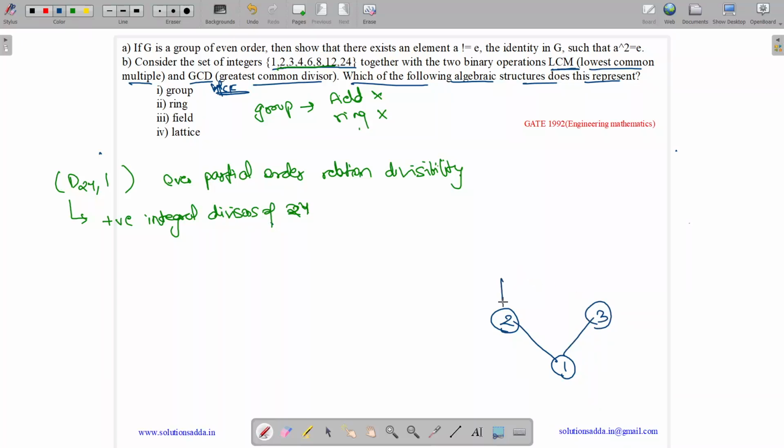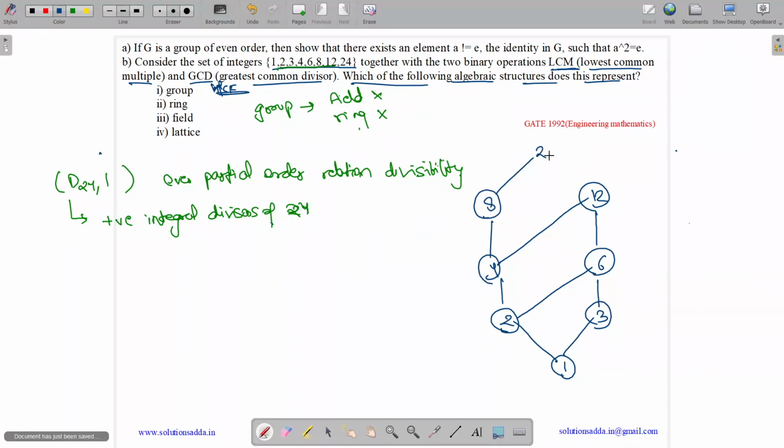2, 3, then we have 4, we have 6, 2, 6, 4, 12, then we have 8, and we have 24. Okay, so see what this map indicates. This map indicates that if we have 2 and 3, then its least upper bound is 6, which is our LCM. Okay, so least upper bound is nothing but our LCM.